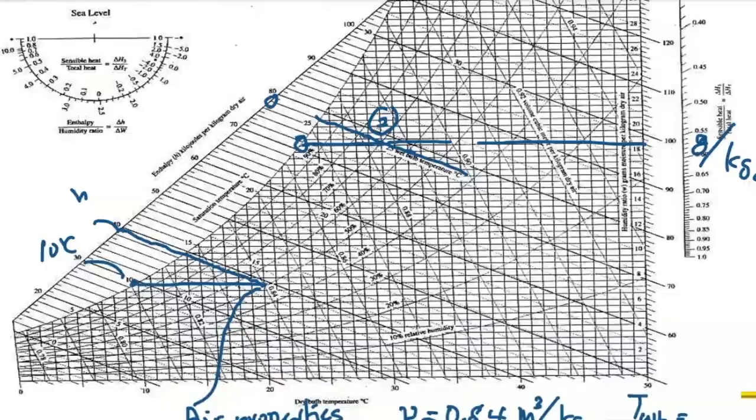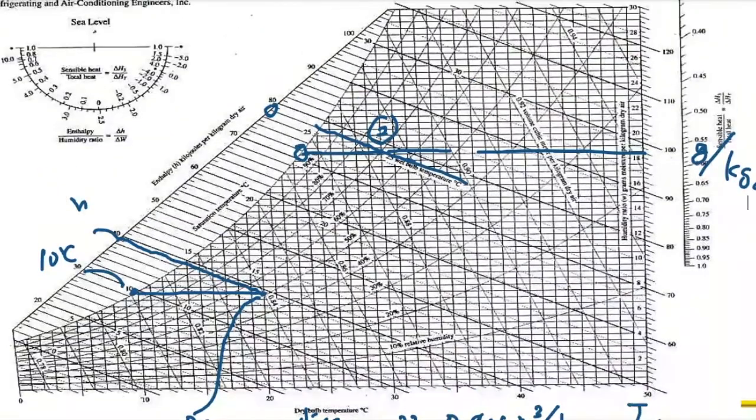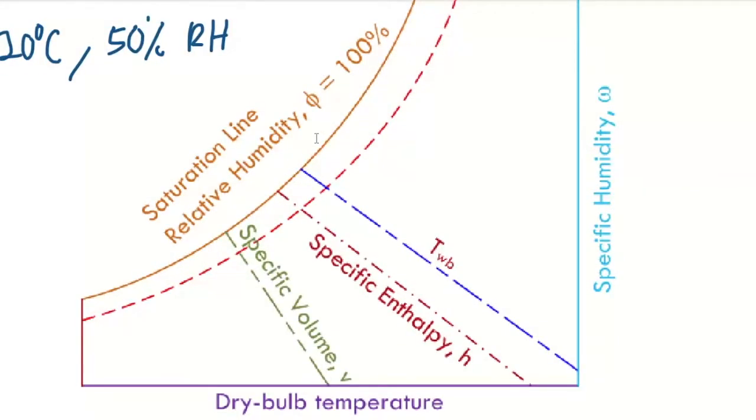So by using this psychrometric chart, you will be able to determine all the air properties that are related to the information given. What you're going to have is wet bulb, specific enthalpy, specific volume, humidity ratio, and the dew point temperature. Okay, next we go to the first example.